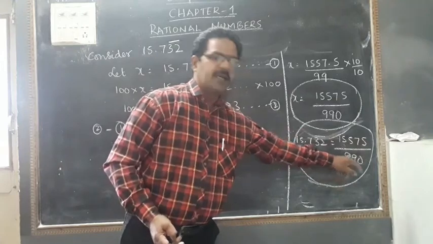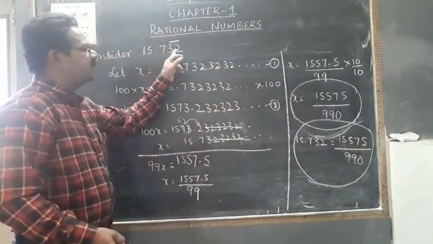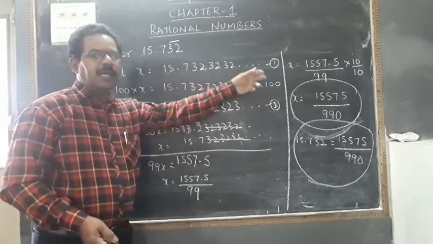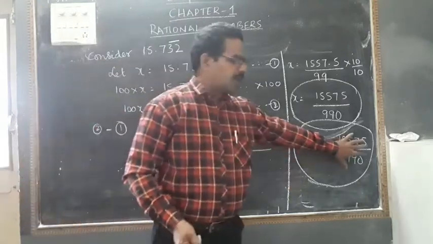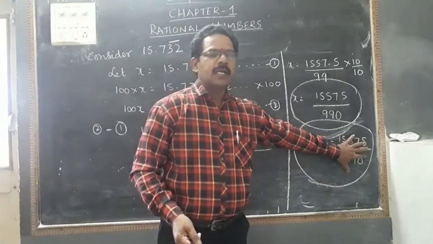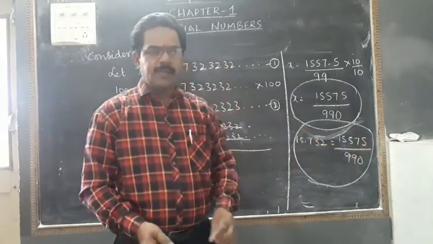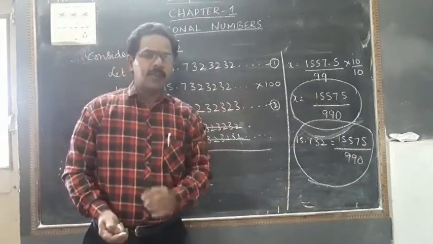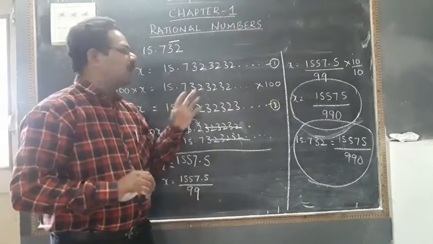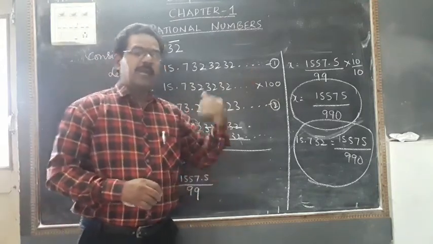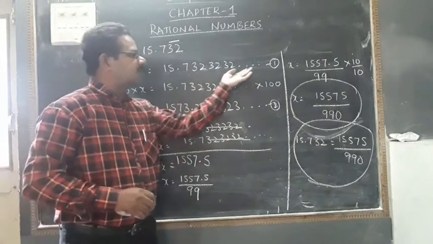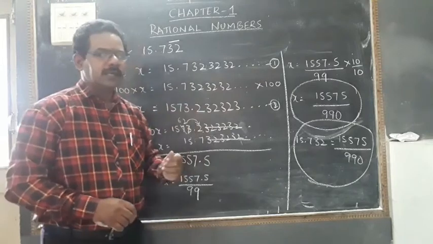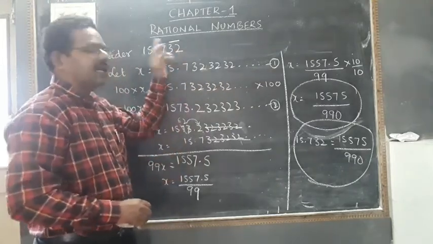15,575 divided by 990, you can get 15.732 bar. That means after the division, you cannot get 0 as the remainder. Understand? You can get the quotient like this only, but the remainder will not become 0. Again it will be continued unlimited times. So that many times we cannot write. That's why 3 or 4 times we can write and put some dots, we call it so on. Otherwise directly we can write a bar.